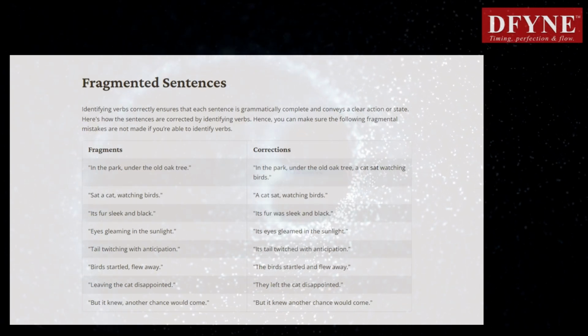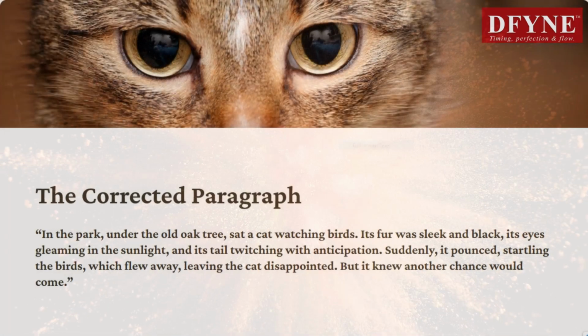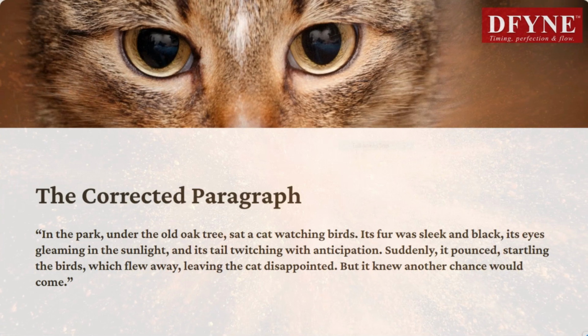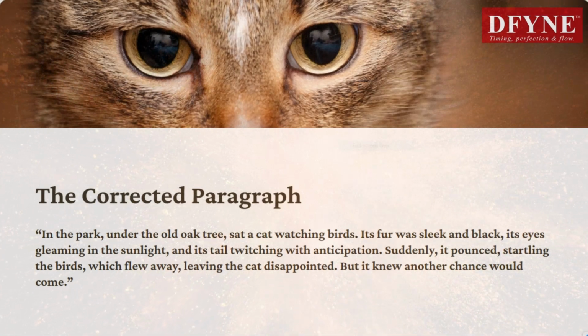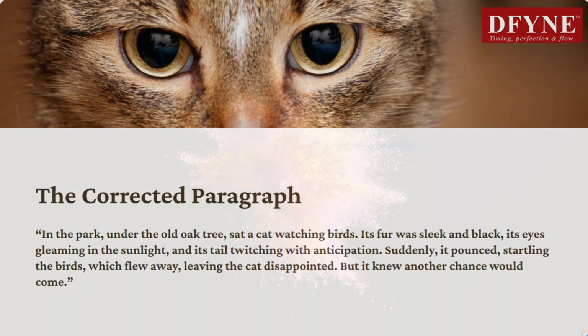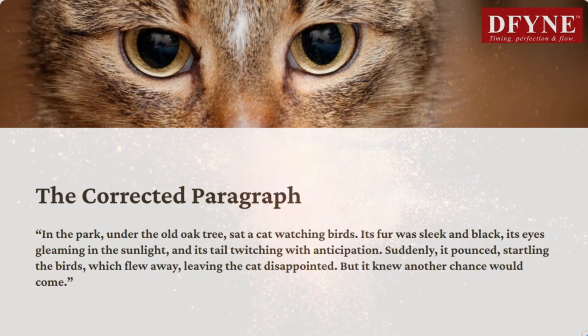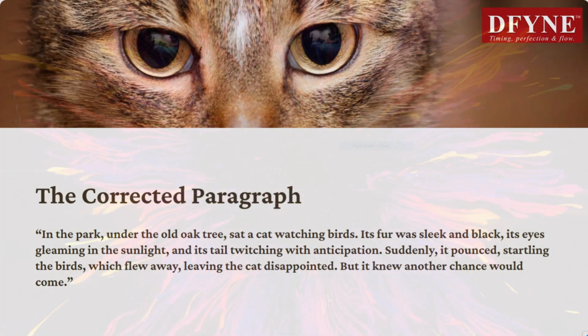Let's say we now identified the verb in the previous paragraph. The corrected version would be like, "In the park, under the old oak tree, sat a cat watching birds. Its fur was sleek and black, its eyes gleaming in the sunlight, and its tail twitching with anticipation. Suddenly, it pounced, startling the birds, which flew away, leaving the cat disappointed. But it knew another chance would come."